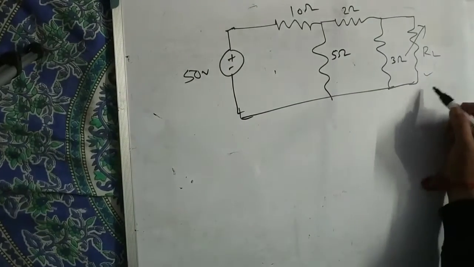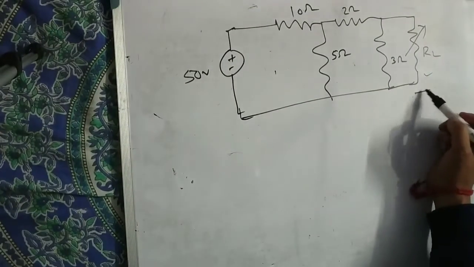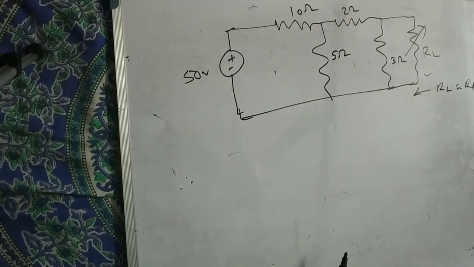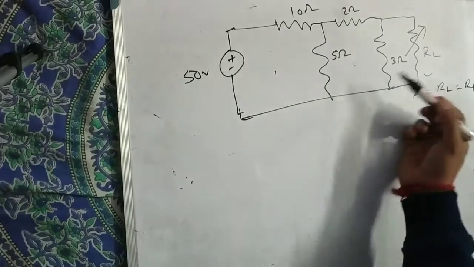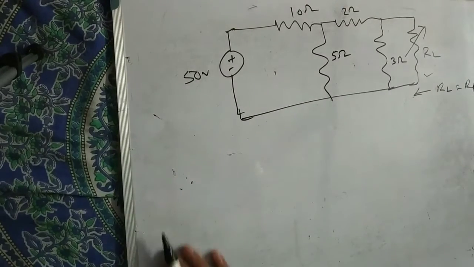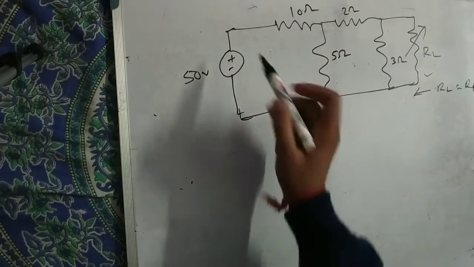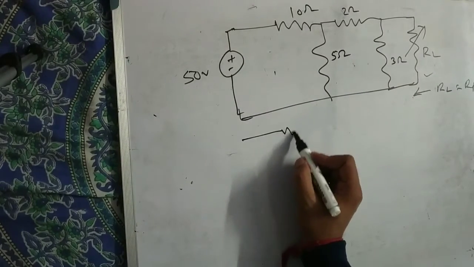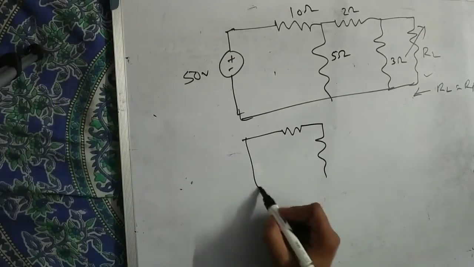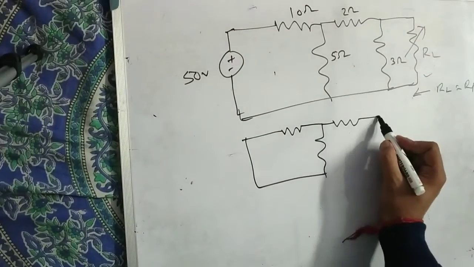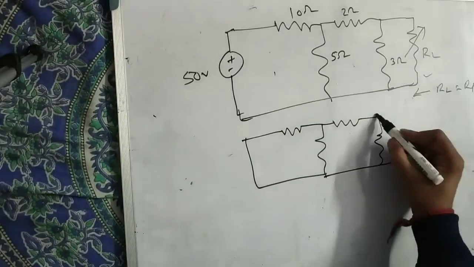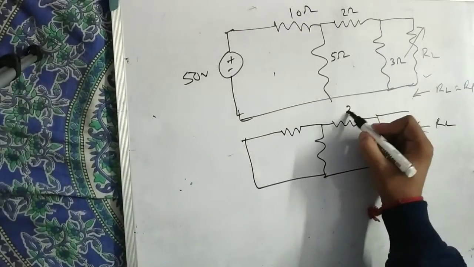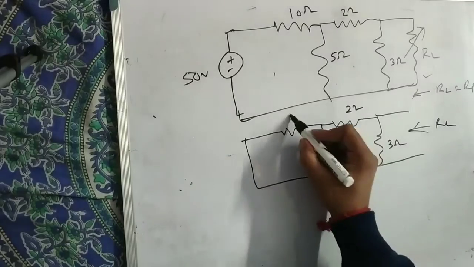So for maximum power transfer, RL equals RTH. In the previous lecture we have studied this. To find RTH, we have already studied that the voltage source must be short circuited. So the circuit will be like this, with 3 ohm, 2 ohm, 5 ohm and 10 ohm.